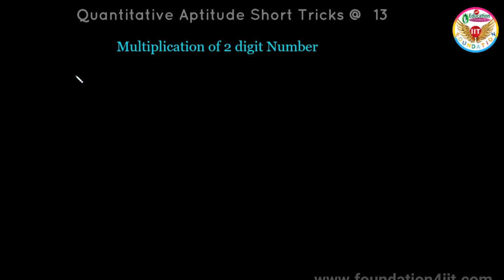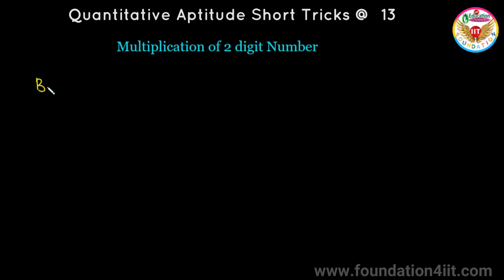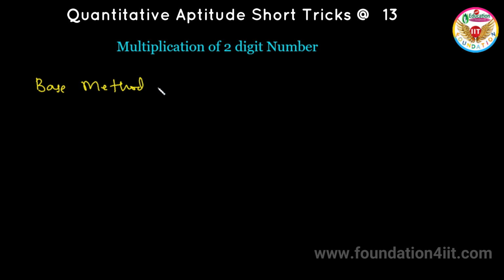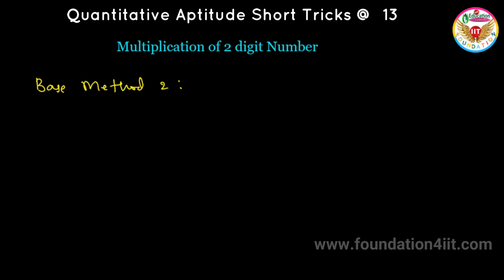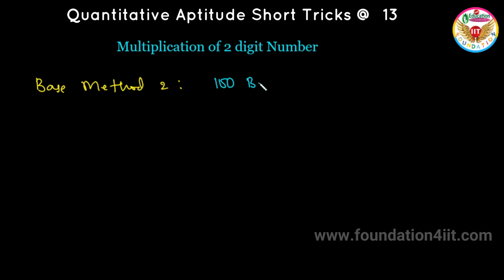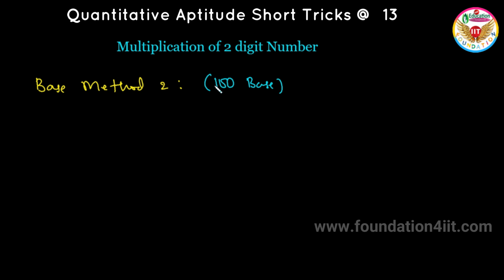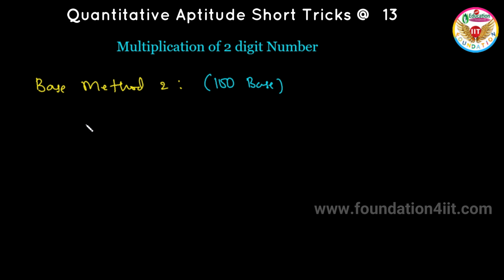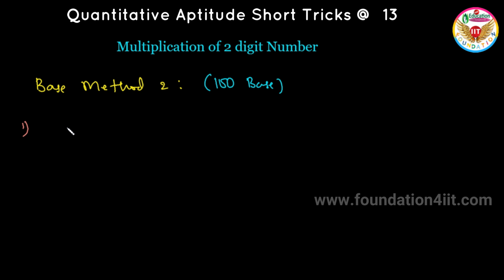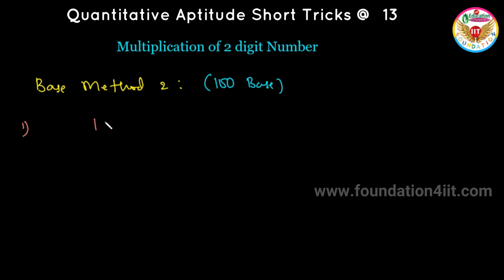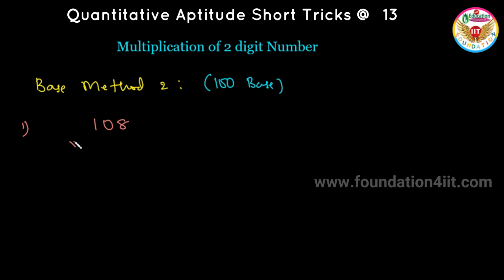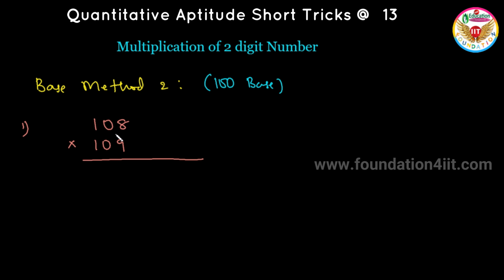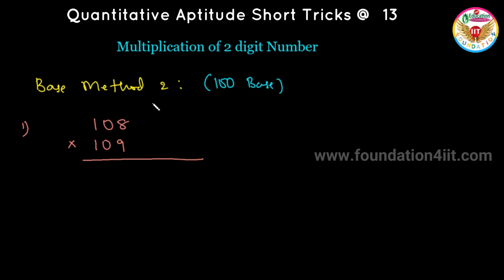Multiplication of two-digit numbers. In the concept of the base method, let us see the base method 2, with 100 as the base here. When you're doing calculations very close to 100, to do the two-digit multiplication faster, I'll show a simple technique. When two numbers are just more than 100, for example, if you want to multiply 108 with 109, instead of doing it the lengthy way, you can use this concept.